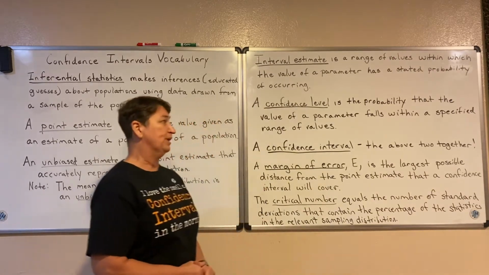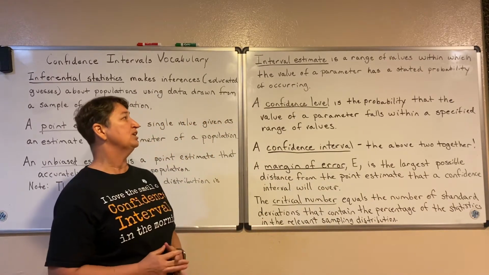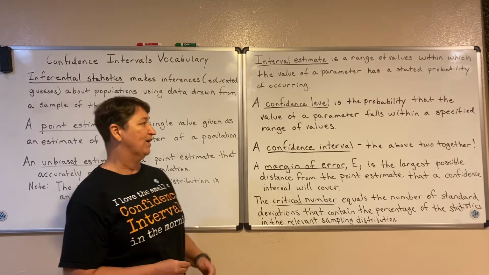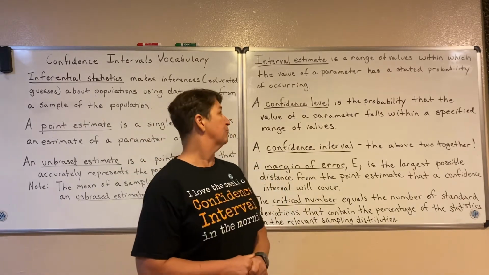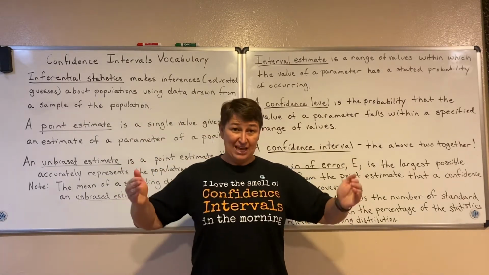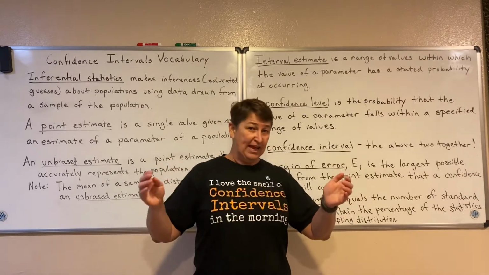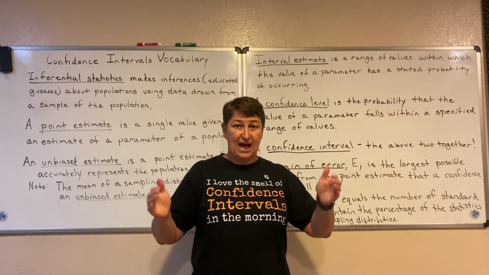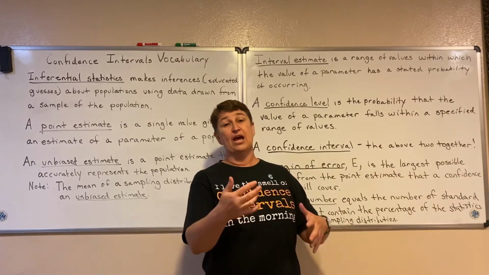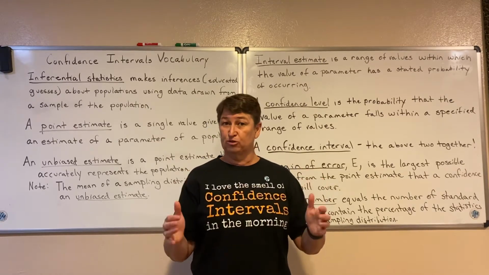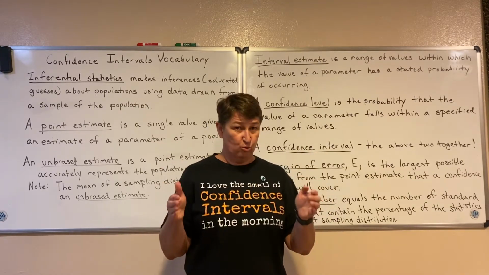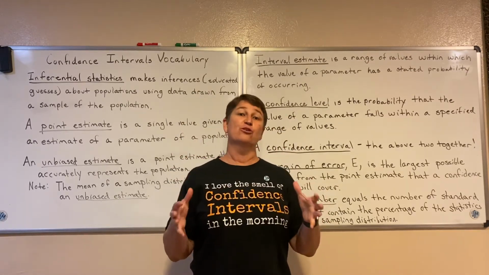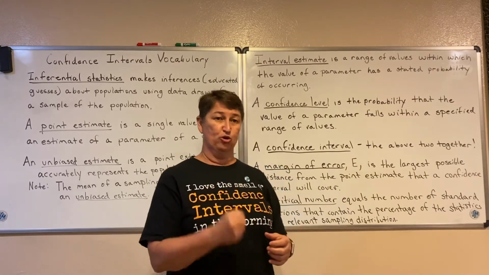An interval estimate is a range of values within which the value of a parameter has a stated probability of occurring. It's an interval, and we're going to say it has some probability that the parameter is inside that interval. Like I did in a previous video about the birthdays, where I said your birthday is in this range. That's what an interval estimate is. I'm going to estimate that interval, that range of where I think that parameter is.